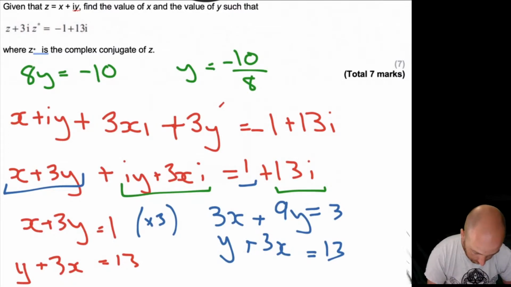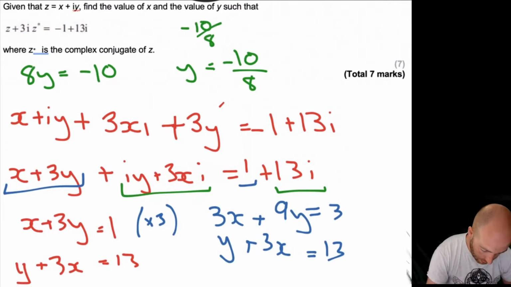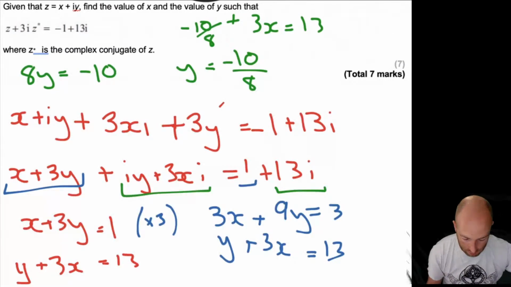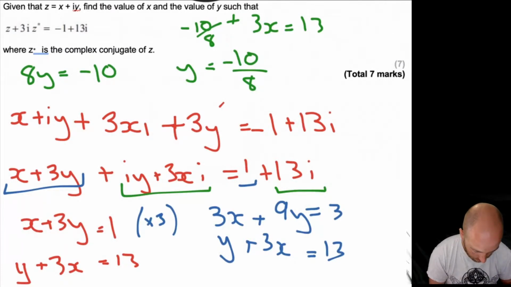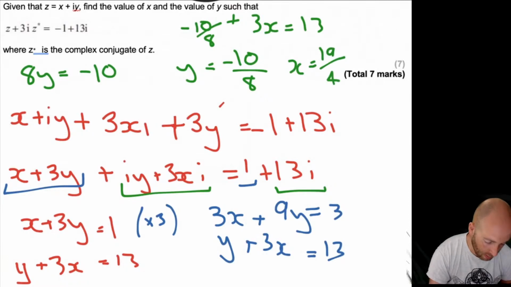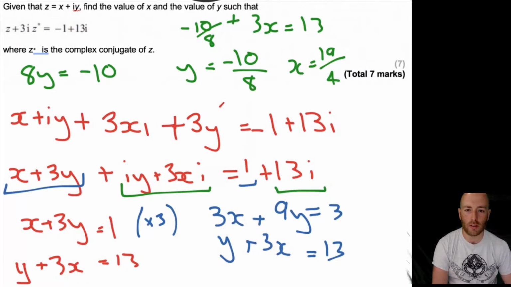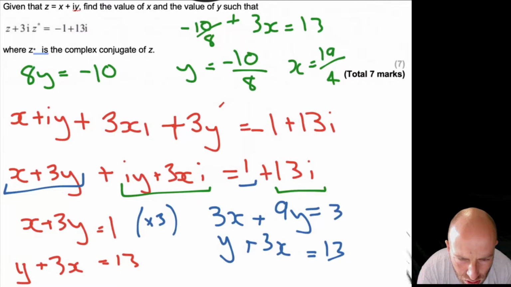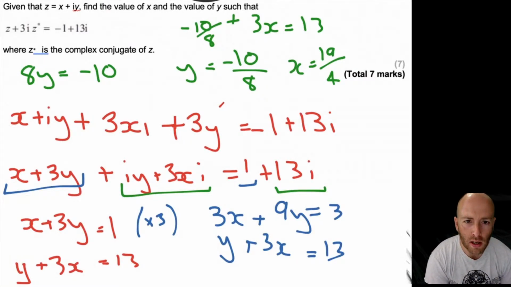Then minus 10 over 8 plus 3x is 13. I'm going to check your answers and see if that's right. That does feel a little bit wrong. You guys have got some much nicer answers there. What have I done wrong then?